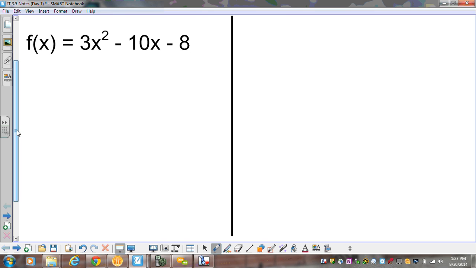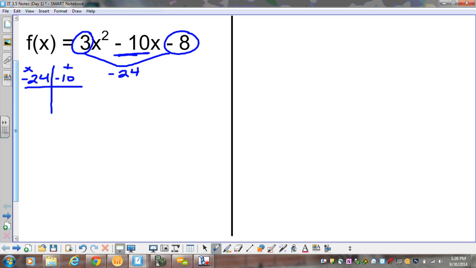My A value is not a 1. So what do I need to do to factor this? What's the first thing? Multiply your A by C. Your A value is 3. C value is -8. So A times C is -24. So I'm going to look for two numbers that multiply to be -24, but add to be -10. Two numbers that do that are what? -12 and +2.